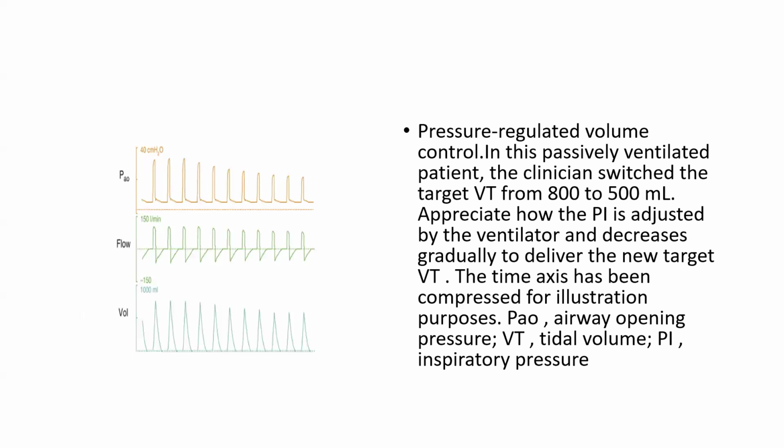So this is the graph of pressure regulated volume control. In this passively ventilated patient, the clinician switched the target tidal volume from 800 to 500. Appreciate how inspiratory pressure is adjusted by the ventilator and decreases gradually to deliver the new target volume. The time axis has been compressed for illustration purposes.